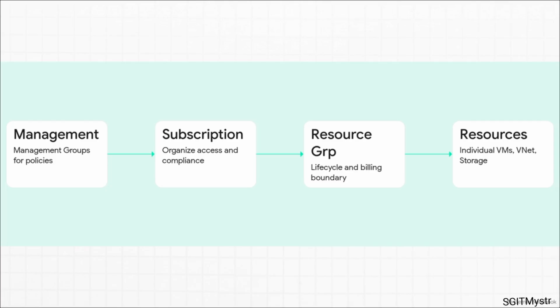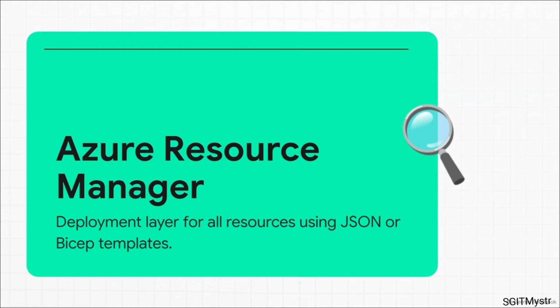Inside those subscriptions, you have resource groups. Think of these as logical containers for your lifecycle and billing boundaries. And then finally, inside those groups, you have the actual resources themselves, like your virtual machines or your storage accounts. This structure ensures that your access, policy, and billing rules flow perfectly from the very top right down to an individual database.